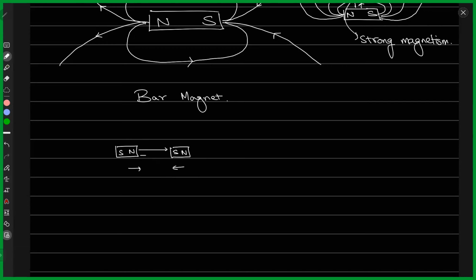So they would be just straight lines coming out from north and going into the south pole of the other magnet, right? And as I move away from these magnets, the field lines tend to look something like this. And the further away I go, the weaker these field lines will become, the weaker the magnetic effects or magnetic force will become, right? So this is magnetic field lines between two opposite poles.